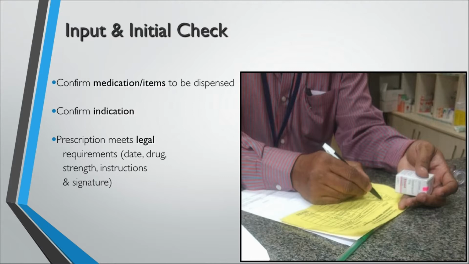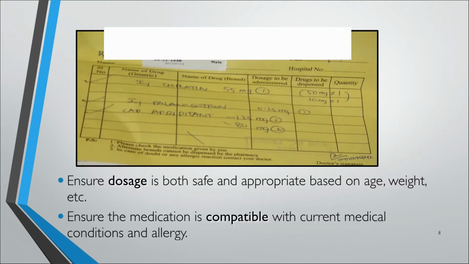The high-risk medicaments should be handed out only when they meet the prescription legal requirements, such as date, drug strength, instructions, and signature of the prescriber. Therapeutic check. Certify whether the dosage is safe and appropriate based on age and weight, or whether any modification has to be made while allotting high-alert medication.